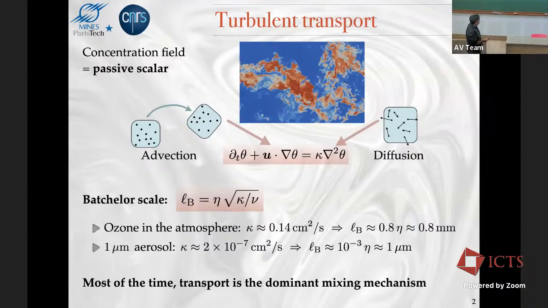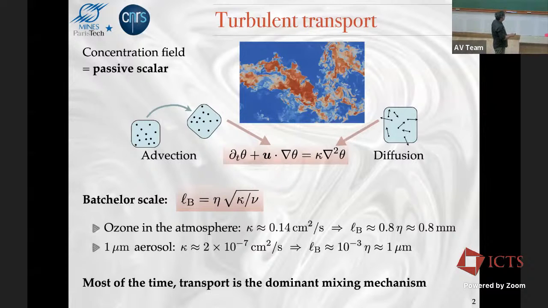So now there is something which is very easy to obtain here, which is to understand the ratio between these two scales. Between these two terms, I'm sorry, the advection term and the diffusion term. By looking at this ratio and looking at what's happening at very small scale, you can define what is called the Batchelor scale, which is somehow the equivalent of the Kolmogorov dissipative scale, but for the diffusion equation.